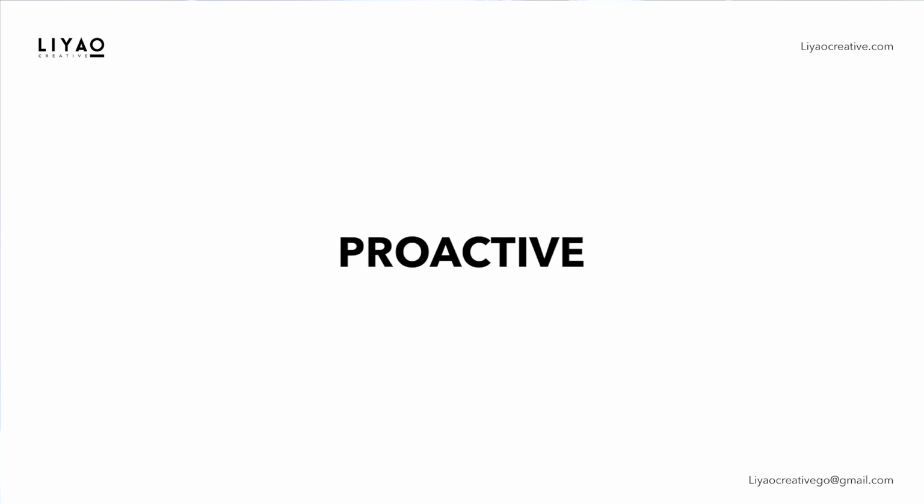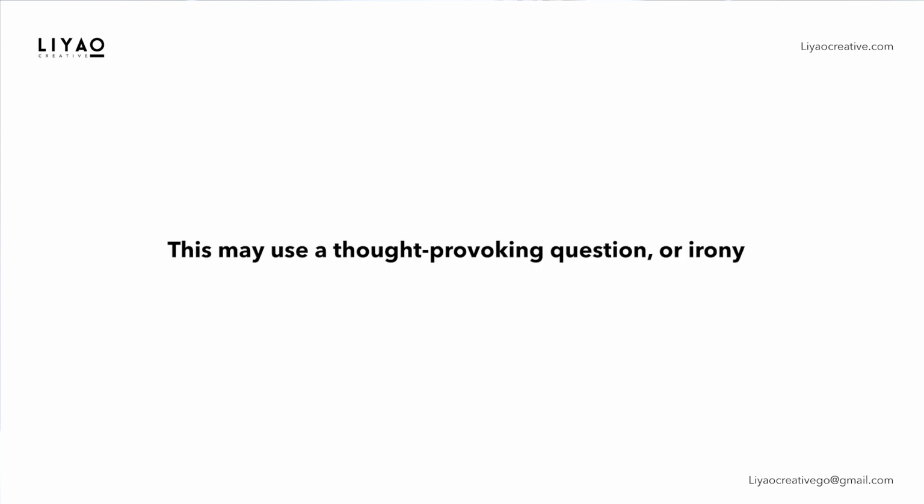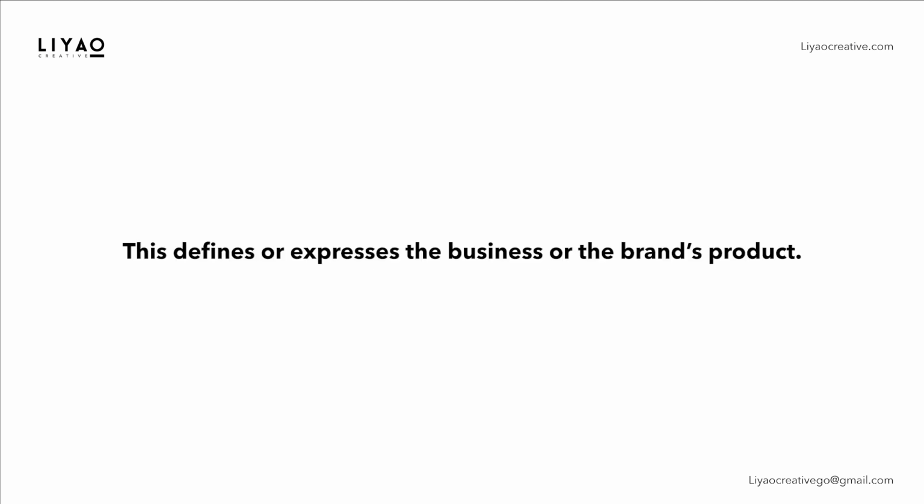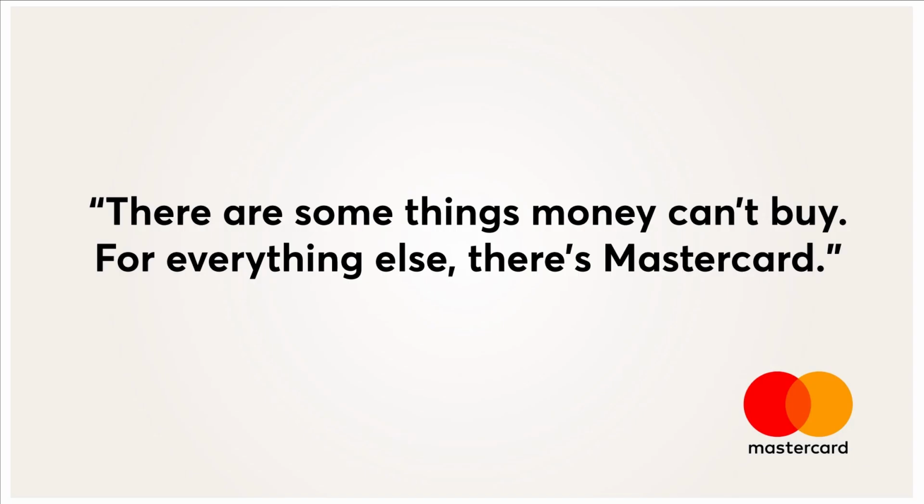Number 4, proactive. This may use thought-provoking questions or irony. For example, Verizon's can you hear me now? Number 5, specific. This defines or expresses the business or the brand's product, such as MasterCard. There are some things money can't buy. For everything else, there's MasterCard.